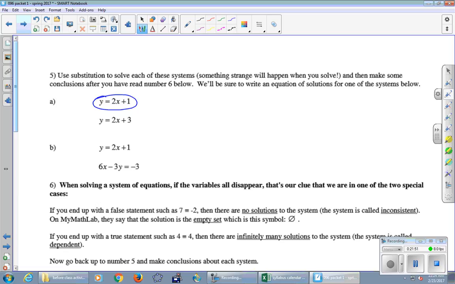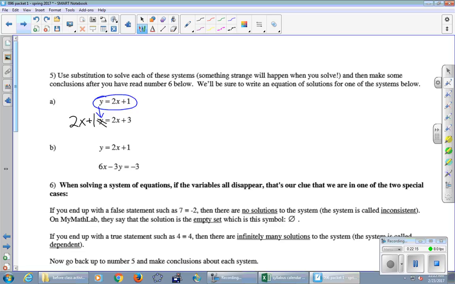So we're just going to substitute right down here, and I'm going to change that y on the left-hand side to a 2x plus 1. So this is kind of bad form here, but I really want to be clear. As I write this, look, I'm just substituting. I'm just changing the y into 2x plus 1. Because after all, 2x plus 1 is exactly the same as y.